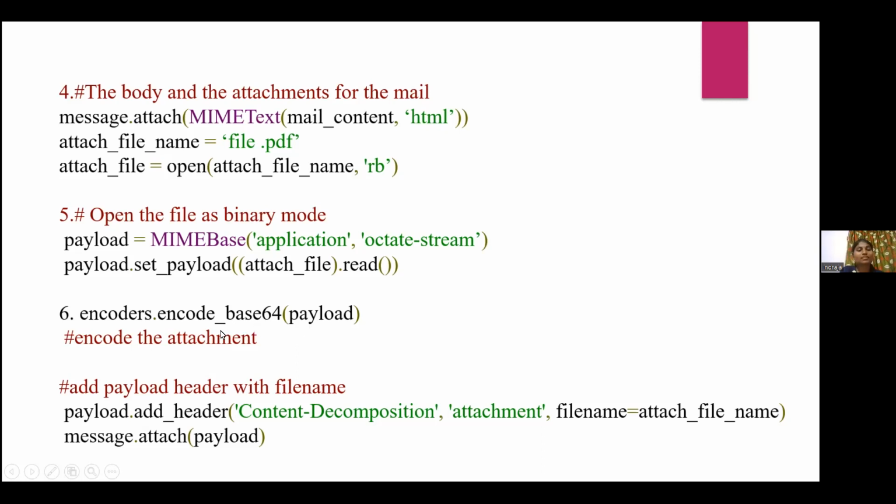This line is used to encode the attachment. It converts the binary format into the original format. Then we add a payload header. Here we write the file name, whatever name we are giving to the file.